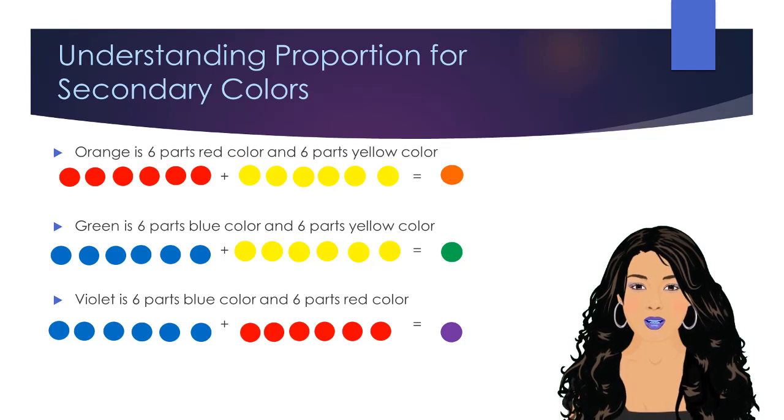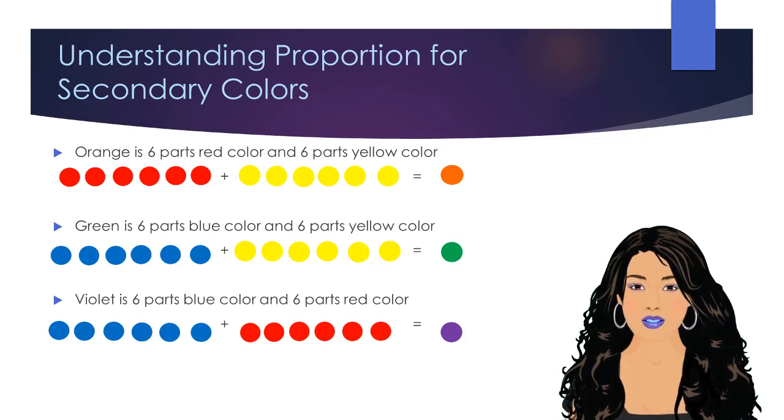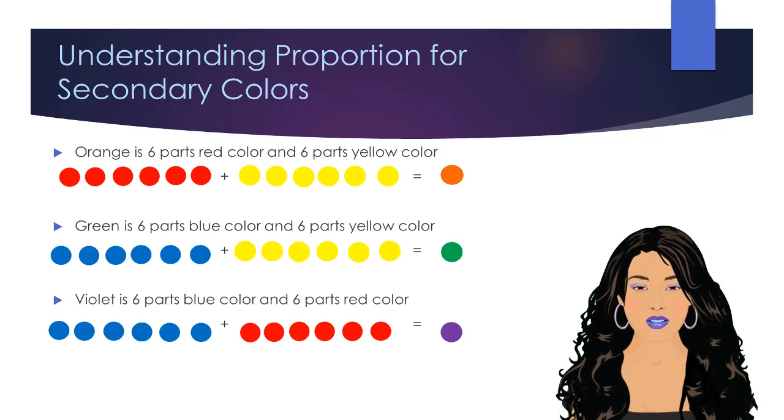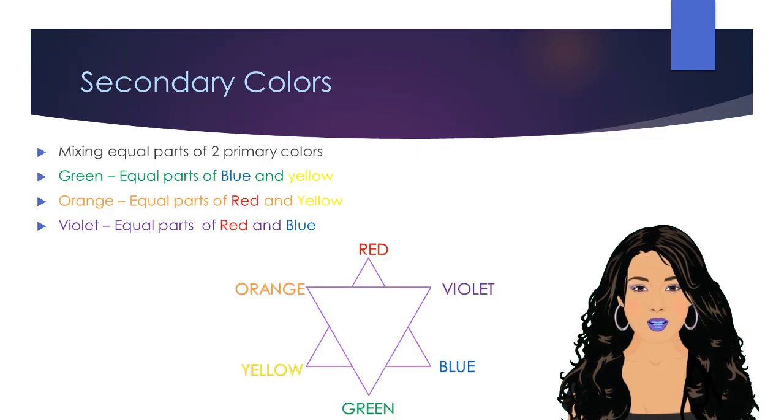So if we mix 6 parts of blue and 6 parts of yellow together, we will always achieve the color green. If we mix 6 parts red and 6 parts yellow, we will always achieve orange. And still, if we mix 6 parts red and 6 parts blue, we will always get violet. Therefore, our secondary colors are green, orange and violet.